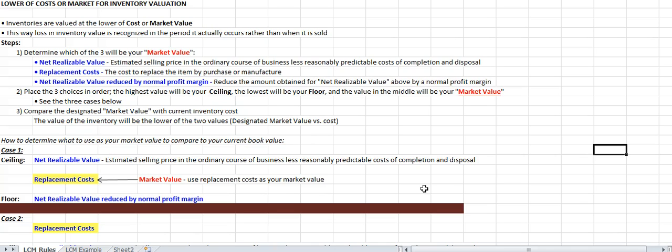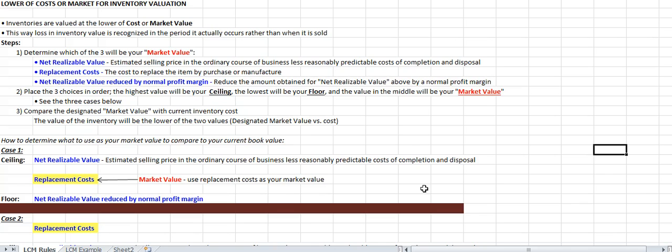So the cost flow is one thing. Another thing is the valuation of inventory. So as we know, in accounting, most things are valued at cost, original cost, and inventory is no different. But every once in a while, we are going to look at our inventory and see if the value of that inventory has changed.